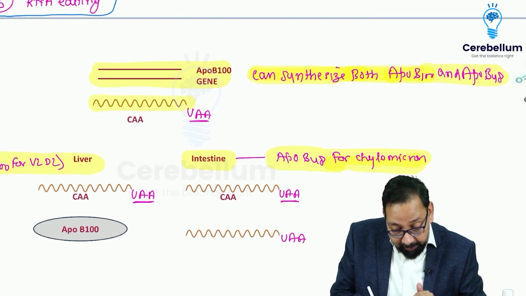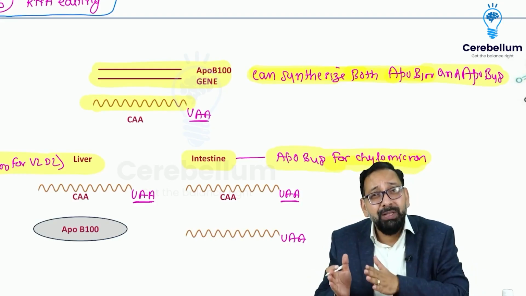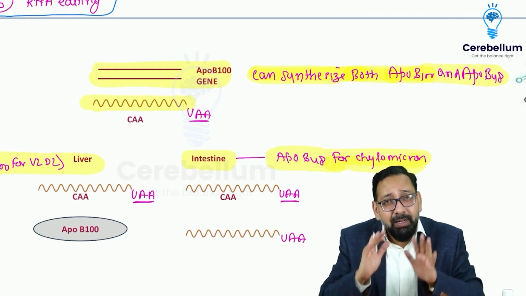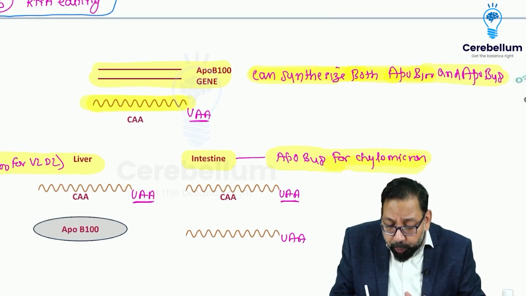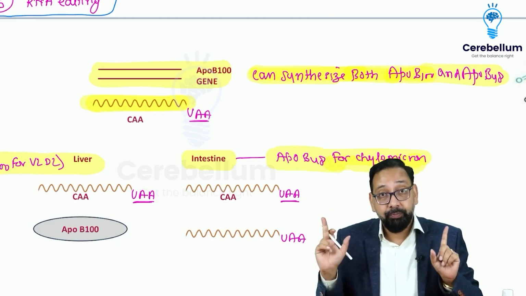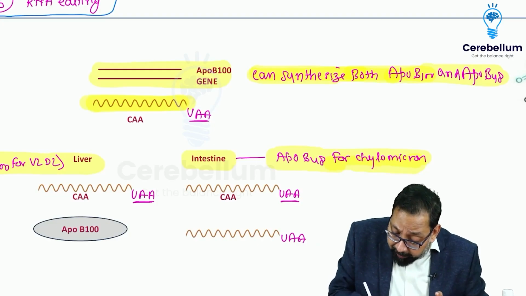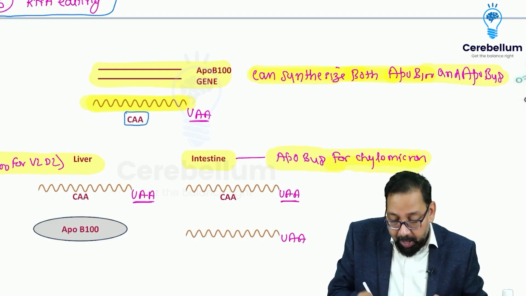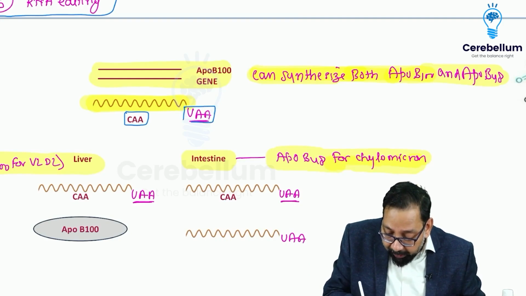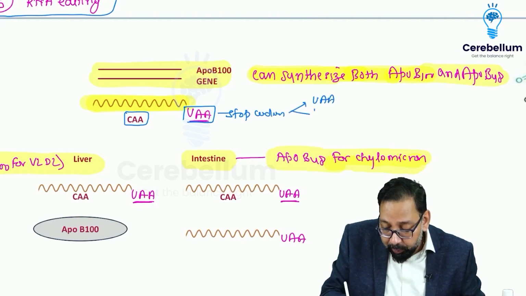In this messenger RNA, capping would be there, poly A tail would be there, splicing would be there. Ultimately, this is mature messenger RNA. Now it can synthesize protein. And we found that in this messenger RNA, there is a codon CAA and there is a codon UAA. UAA is a stop codon. You all know the 3 stop codons: UAA, UAG, UGA.